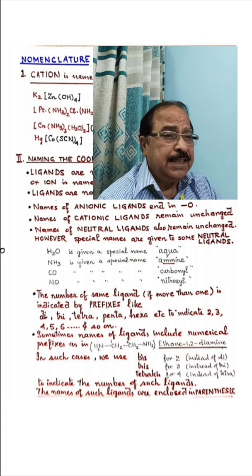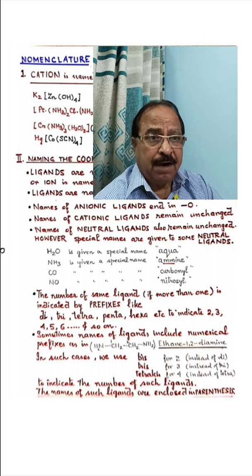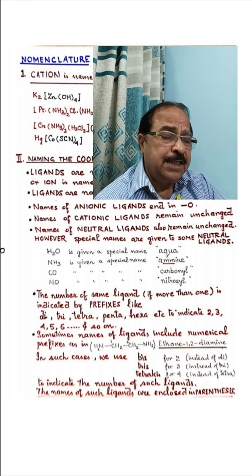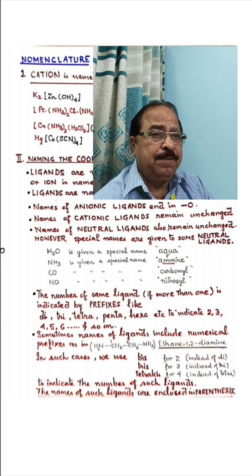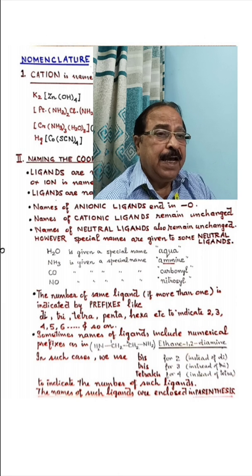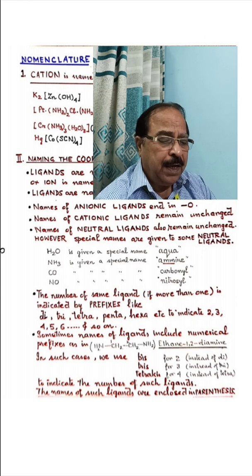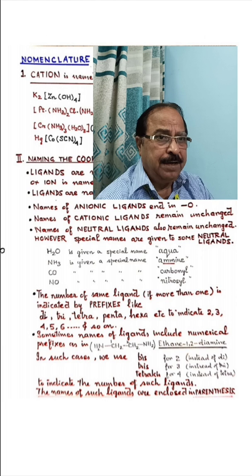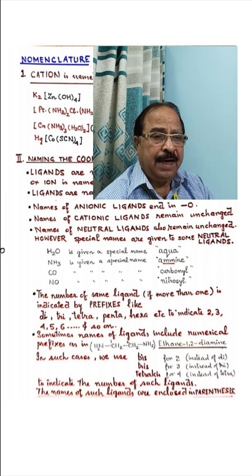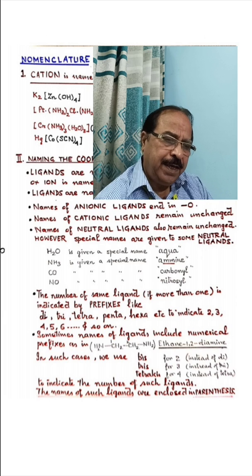If there are three ligands, we have to use a prefix tri. If there are four ligands, we will use the prefix tetra. That means if there are 6 ammonia molecules, we will write hexaammine. If there are 4 water molecules, we will say tetraaqua. So you have understood that if the number of ligands is more than 1, we have to use prefixes like di, tri, tetra, etc. Okay.